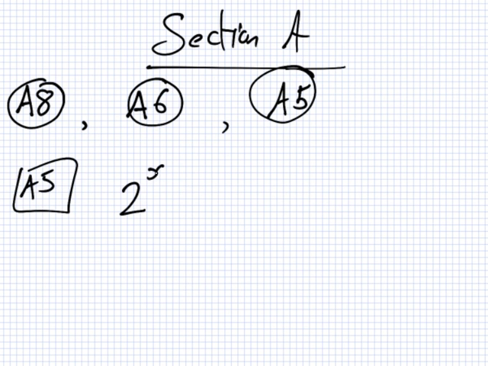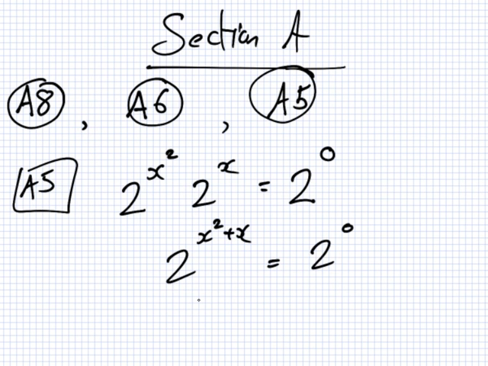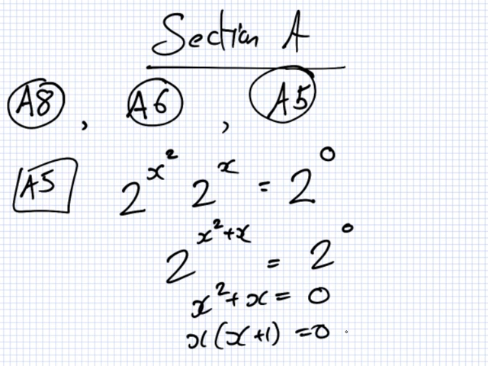2 power x squared times 2 power x equals 1. 1 is 2 power 0. So 2 power x squared plus x equals 2 power 0. So you have x squared plus x equals 0, so x equals 0 or minus 1. And you've wasted one of your wishes. Gone. Alright, A6 next.